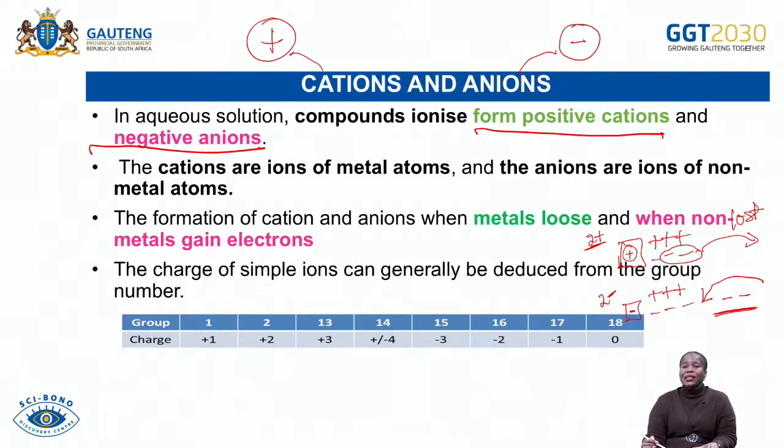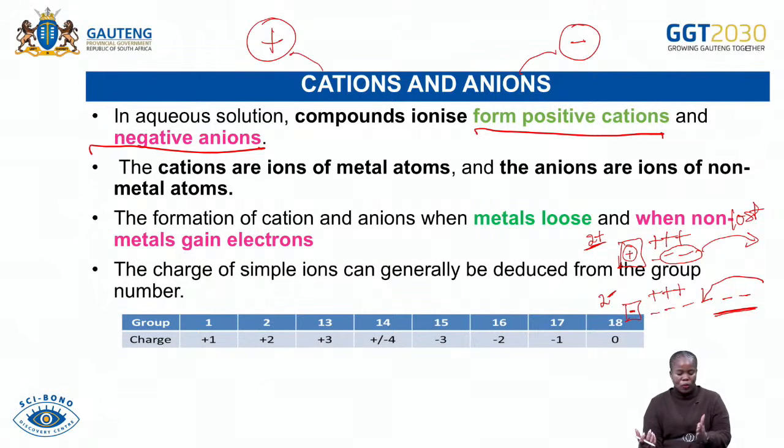Now your noble gases are known to be the ones that are mostly stable, so they do not have a charge. All of the elements just wish they could be like your noble gases. So these are the charges and their likelihood depending on how they are positioned on the periodic table of elements.